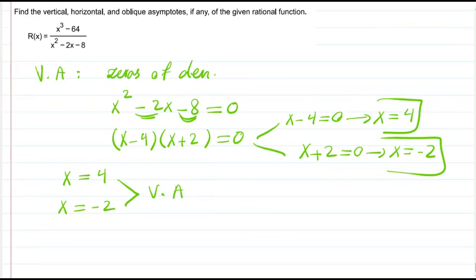How about the horizontal asymptote? The degree of the numerator is 3 and the degree of the denominator is 2. It means that the degree of the numerator is greater than the denominator, and in this case there isn't any horizontal asymptote. But when you divide the numerator by the denominator by doing long division, you can find the oblique asymptote. So let's calculate the oblique asymptote.